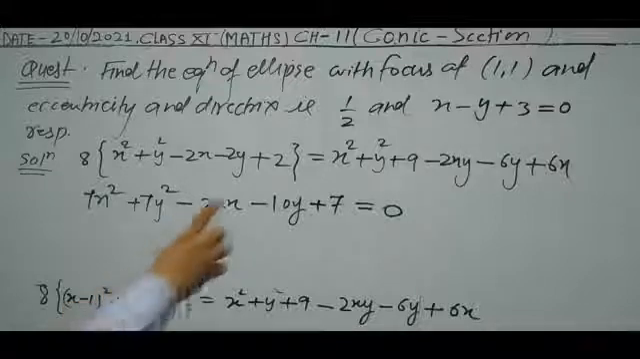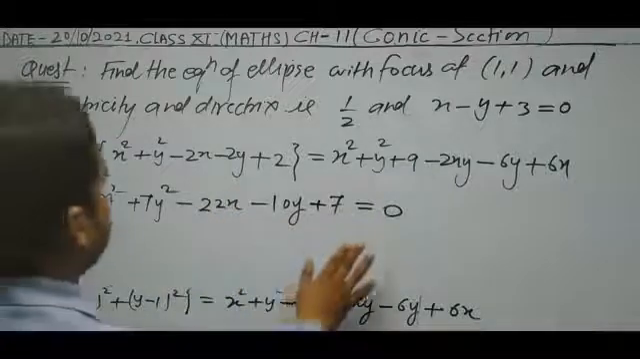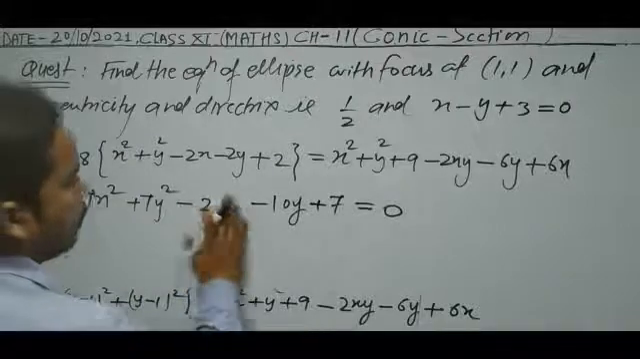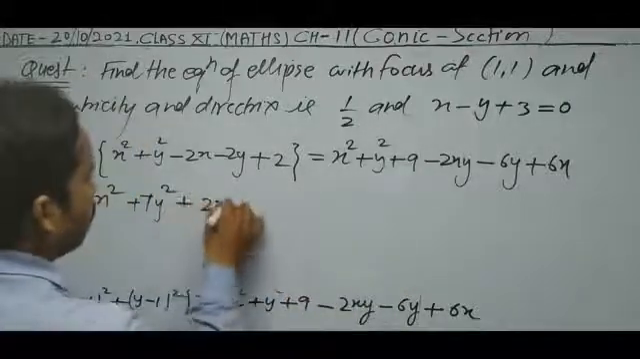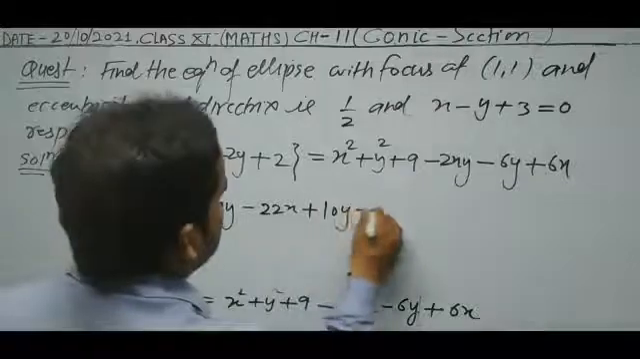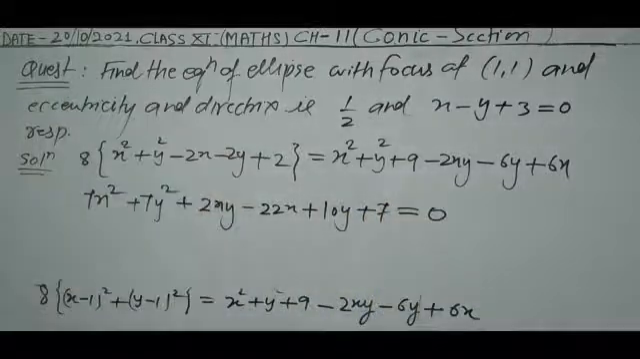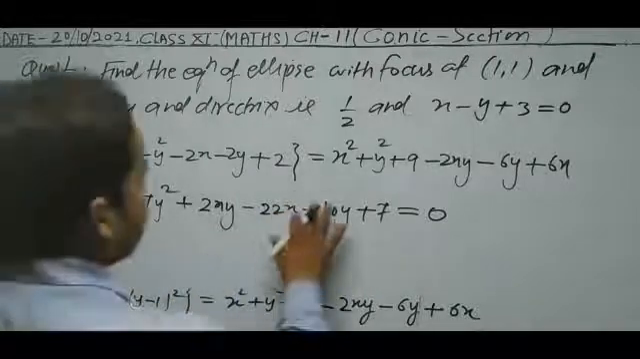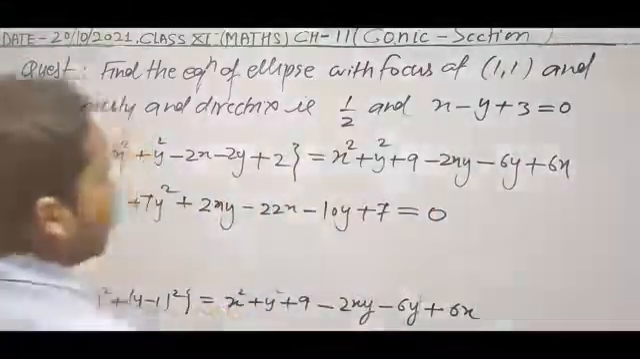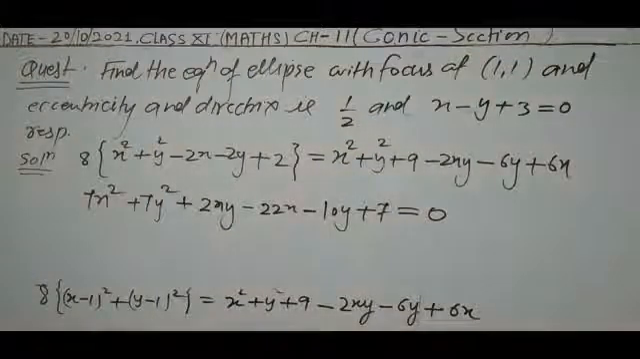This will be plus 2xy also here. So this is plus 2xy minus 22x plus 10y plus 7. Now answer is 7x square plus 7y square plus 2xy minus 22x minus 10y. This will be minus 10y because of minus 16y and plus 10y, 6y. Result will be minus 10y, and now plus 7 will be equal to 0.